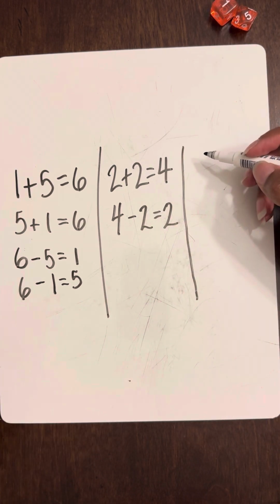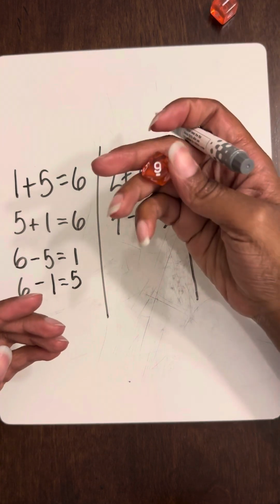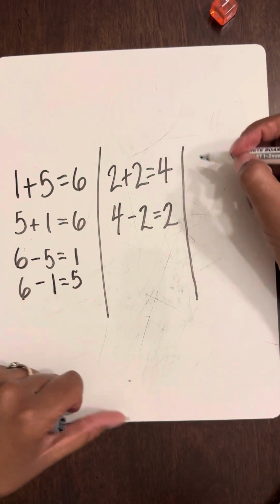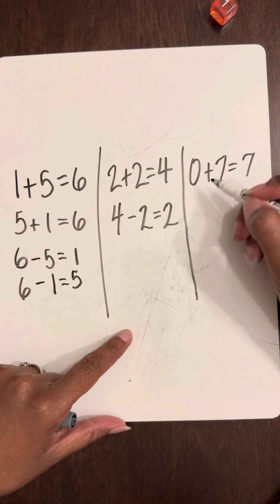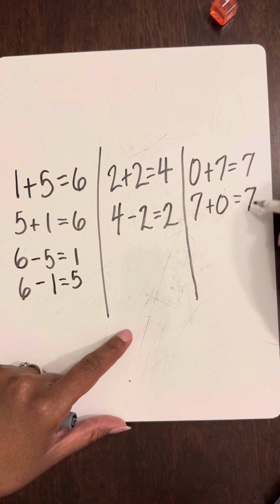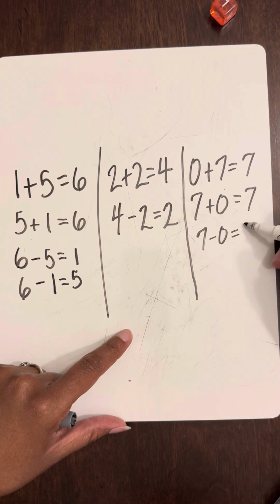We also have another special situation dealing with 0 and a number. On this die, you could roll a 0 right there, okay? But if it was 0 plus 7, it'd be 7. You could put the 7 first, plus 0, and get 7. And you could have 7 and you take away 0 and still have 7.